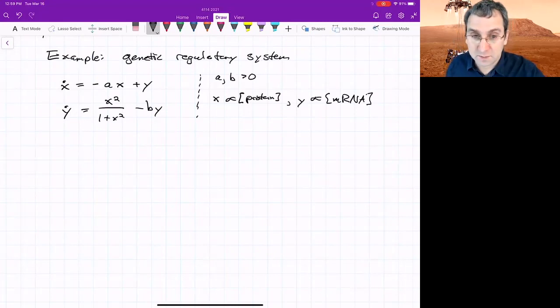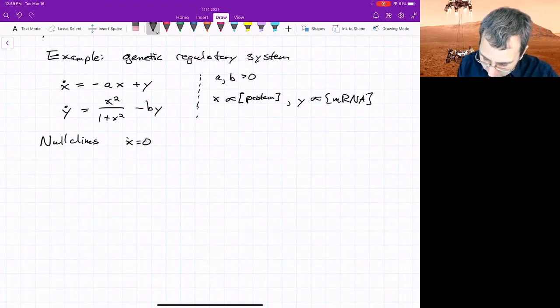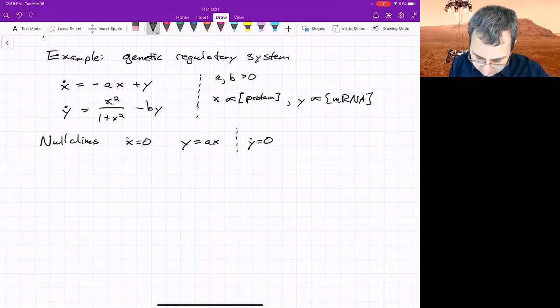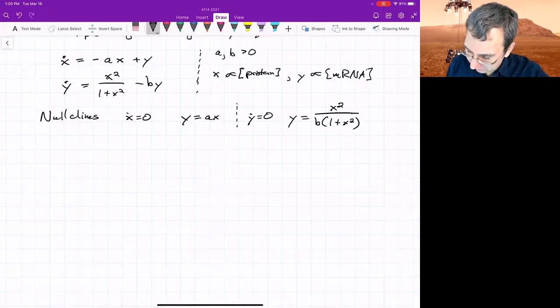So let's look at the nullclines for this. The nullclines are just given by setting x dot and y dot equal to 0. So the x dot equals 0 nullcline is particularly simple. It's y equals ax. And then what about y dot equals 0? That is given by y equals x squared over b times 1 plus x squared. We want to suppose that we will be varying a while we hold b fixed. So holding b fixed means that this curve over here is fixed.